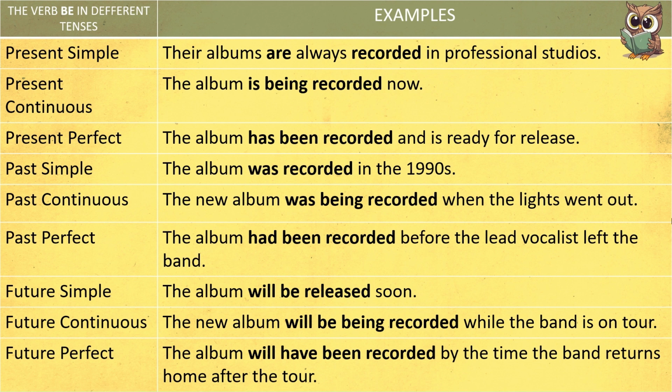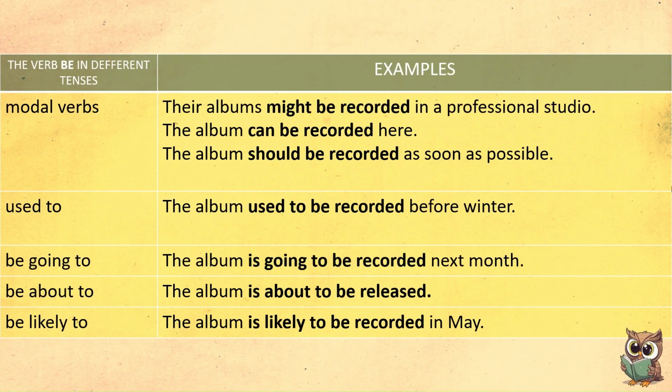The album will have been recorded by the time the band returns home after the tour. You have the phrase "by the time," and with this phrase you have to use a perfect tense. Well, in this case, this is the future perfect, will have been. Let's have a look at the examples with modal verbs.